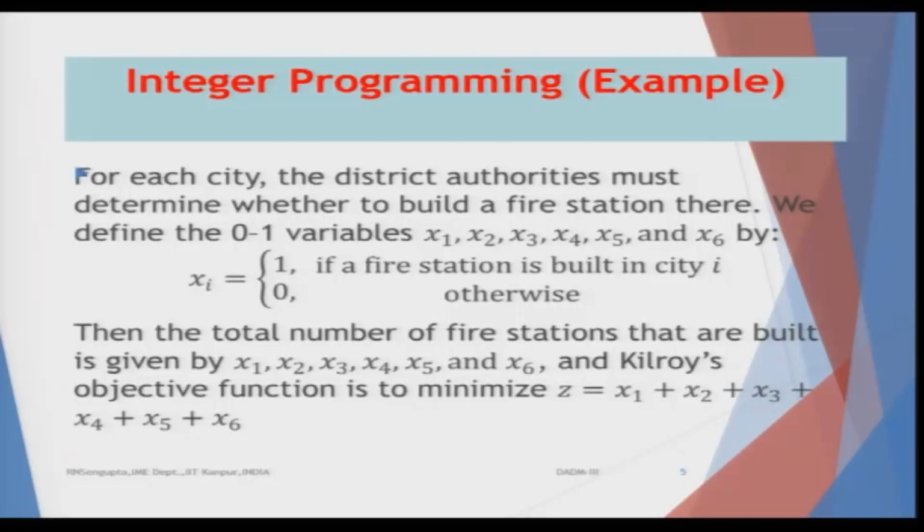Consider if, say for example, you have fire stations in only the odd cities, that means city 1, city 3, city 5. So, x1, x3 and x5 are 1, while x2, x4 and x6 will be 0. Then the total number of fire stations, in case they are being built, will be the decision variables x1 plus x2 plus x3 plus x4 plus x5 plus x6. Hence the total number of fire stations is the sum of all of them, which should technically be 6 in case you are considering all variables equal to 1 in the 0 1 variable concept.